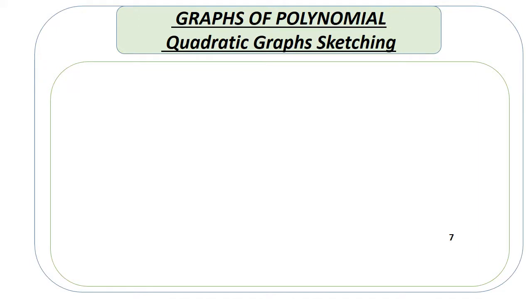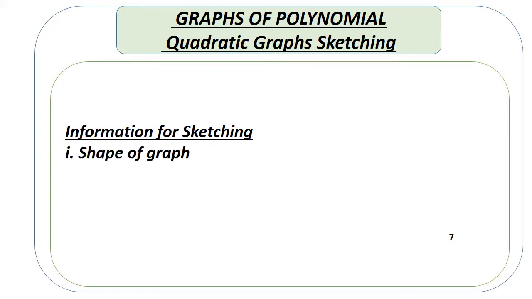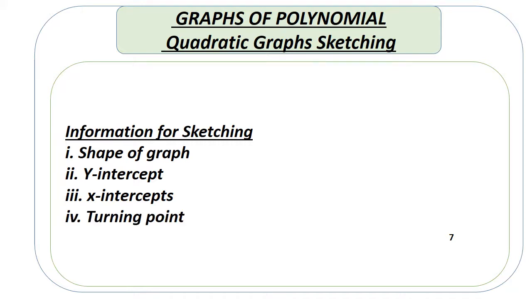So now let's go to the meat of this topic. For you to sketch a quadratic graph, which is the main concern of this part, you need 4 skills, or 4 things to know. The first is the shape of the graph. The second is the y-intercept. When you know the shape, you have to know where it is going to cut the y-axis. The third is the x-intercept. You have to know where your graph is going to cut the x-axis. And finally, the turning point. The turning point is where the graph is going to turn. So let's take a look at each.